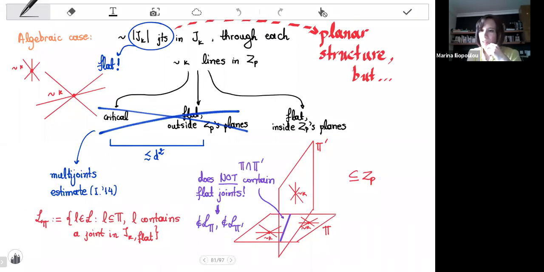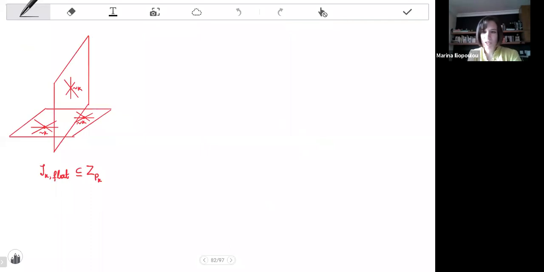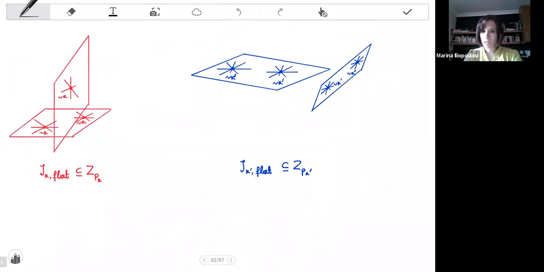Okay, we have shown something, but that is not so interesting, because if we take the union of all such bad J_K, we can't directly say that this union should have planar structure. Look at this picture. These are the flat joints in J_K. They are arranged in planes in the red zero set we talked about. And let's look at another K prime. The same analysis holds there. We have a bunch of flat joints there that live in a blue zero set that comes from that analysis.